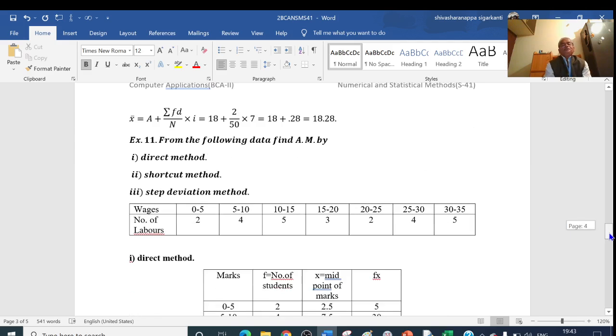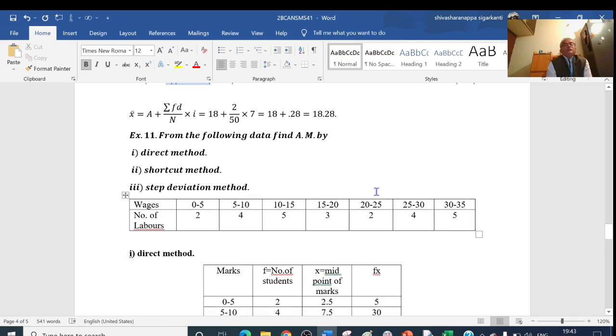One more example. Again we find out the arithmetic mean by direct method, shortcut method and step deviation method. Here in the first column, wages are given: 0 to 5, 5 to 10, 10 to 15, 15 to 20, 20 to 25, 25 to 30, 30 to 35. And the number of labors are given. These are the number of labors whose wages are between 0 and 5, between 5 and 10, and so on.